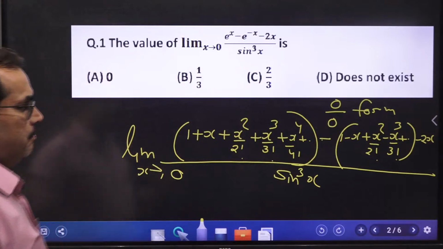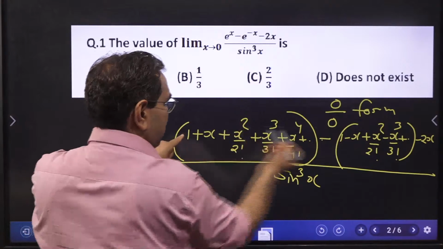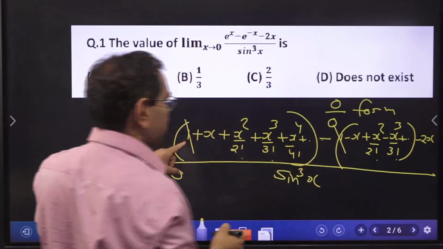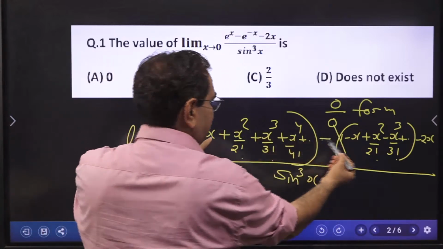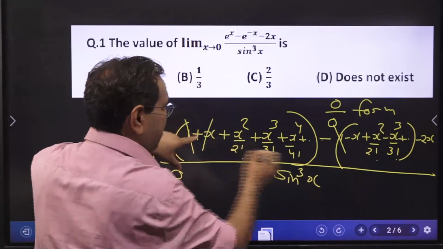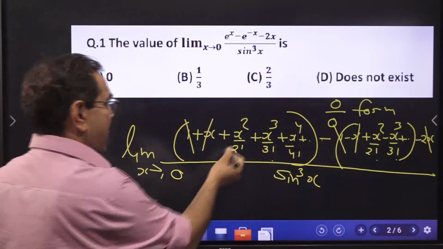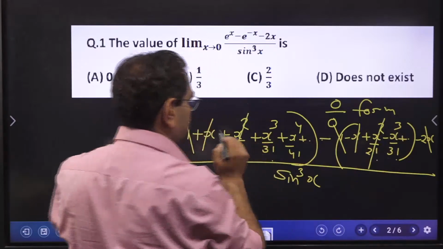Right? We can write this limit in this form. Now we can see that 1 minus 1, so 1 and 1 are cancelled. Okay. Then what we get? Minus minus plus x, so we get 2x actually. So this 2x and this minus 2x are cancelled. Now x square upon 2 factorial and minus x square upon 2 factorial cancelled.